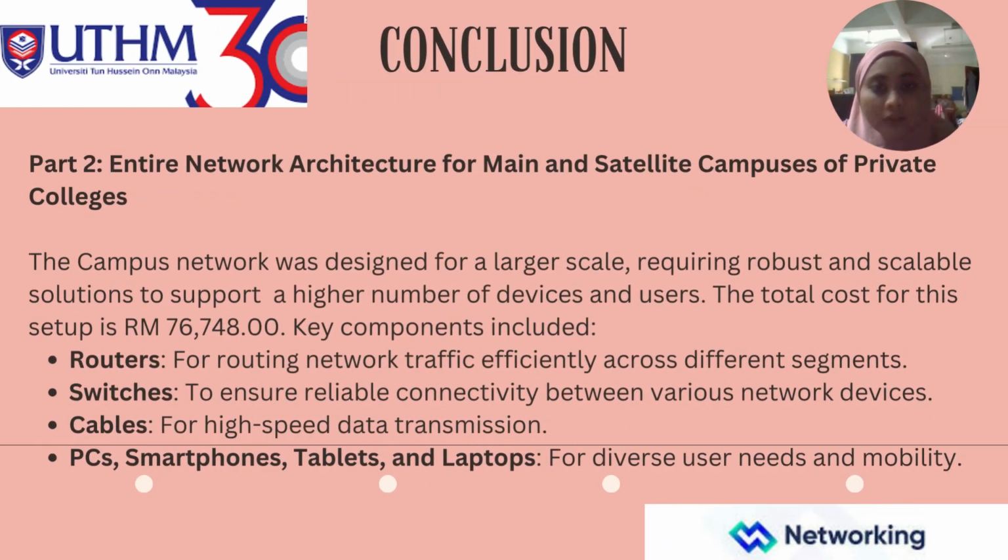Conclusion, Part 2, entire network architecture for main and satellite campus of a private college. The campus network was designed for a large scale, requiring a robust and scalable solution to support a higher number of devices and users. The total cost for this setup is RM76,748. Key components include routers to route network traffic efficiently across different segments, switches to ensure reliable connectivity between various network devices, cable for high-speed data transmission, and PCs, smartphones, tablets, and laptops for diverse user needs and mobility.